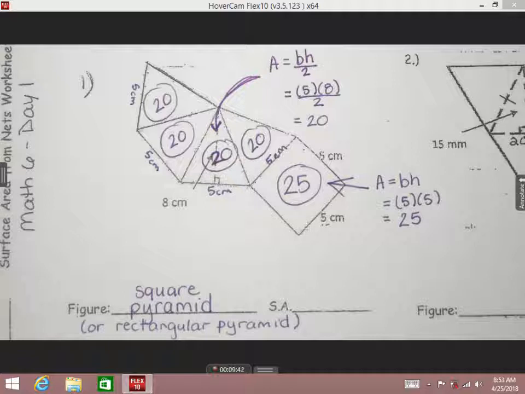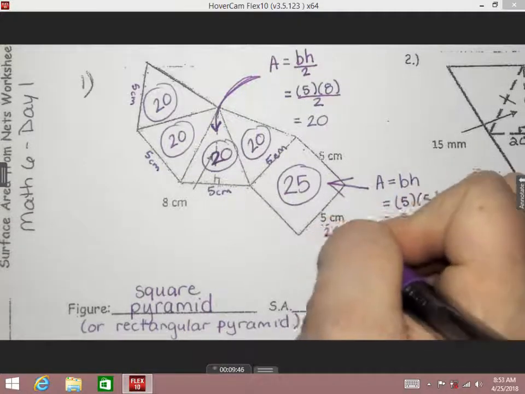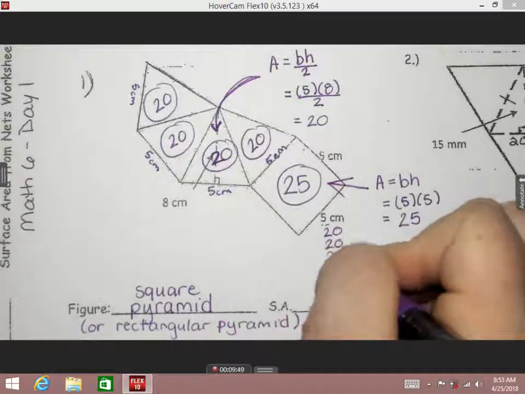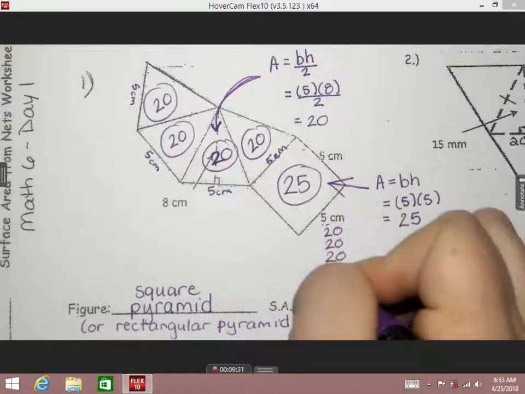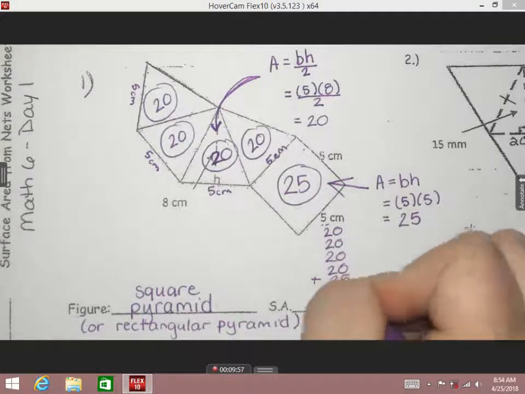So now what do I have to do with those areas? Now we're just going to add them up. So 20, 20, 20, 20, 25. When I add them up, what do we get? 105 centimeters squared.